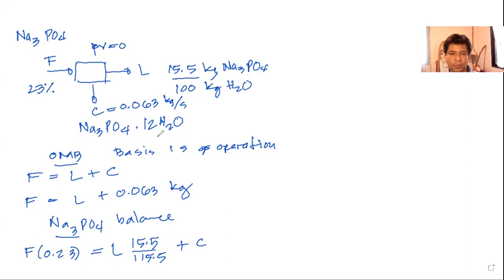Tapos yung C, kailangan niyo siyang i-divide ng molar mass ng sodium phosphate dodecahydrate. So ang molar mass nito ay, kayo na lang mag-confirm. So ang molar mass ng sodium phosphate dodecahydrate ay 380. Tapos yung sodium phosphate, ito lang, ay 164. Okay, so i-multiply nyo ito ng 164 divided by 380. Do you have any question at this point? So meron na kayong this one is 0.0063.